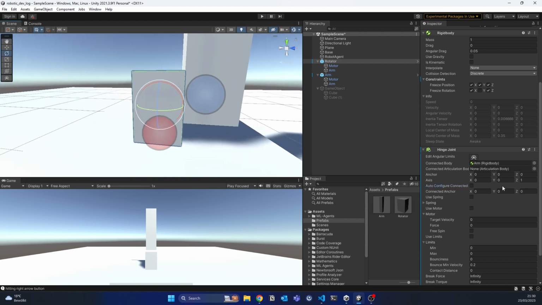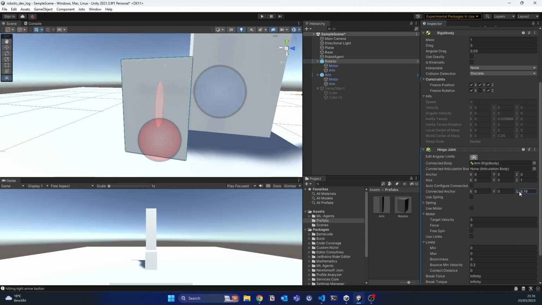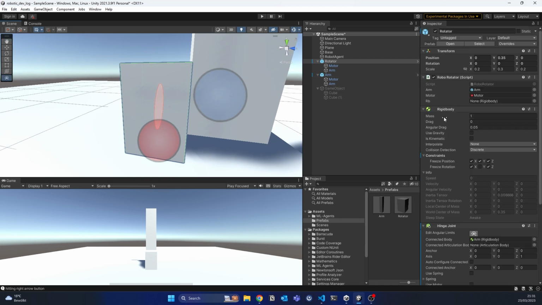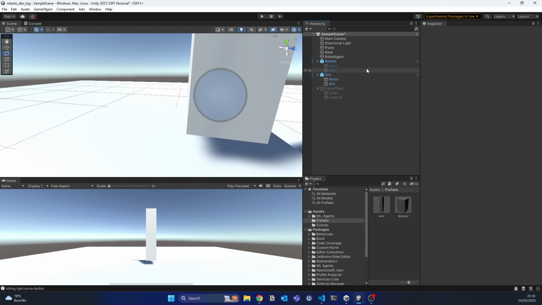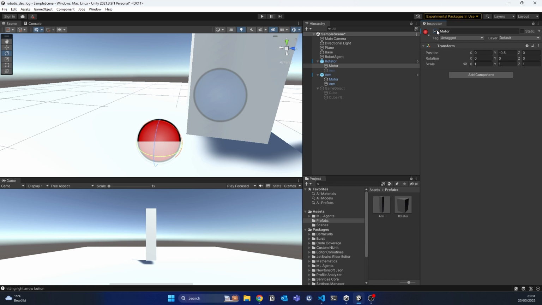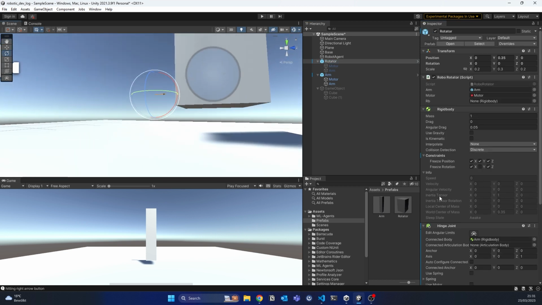But what if I do something like 0.1? I wish this would be visible better. Here. So what if I... here's something. So this can be at 0. Let me turn off the arm and the motor for a moment. Okay, whatever. So here's my anchor. Okay, fair.